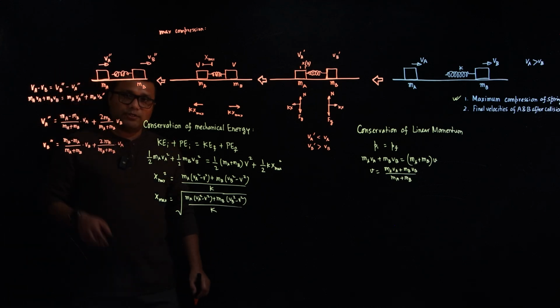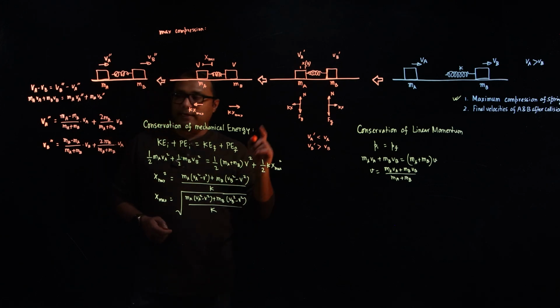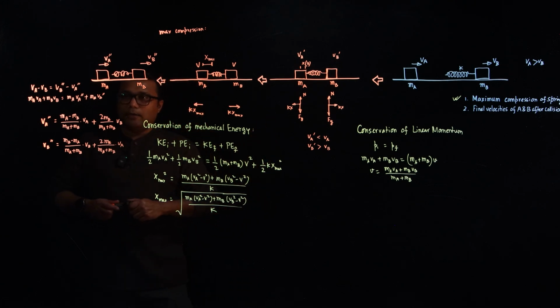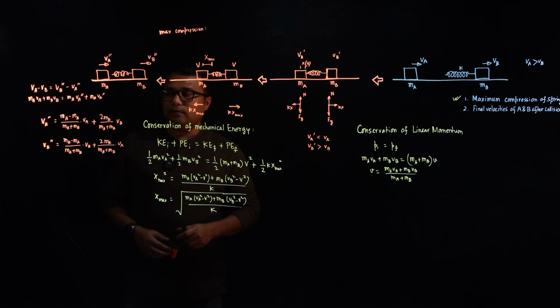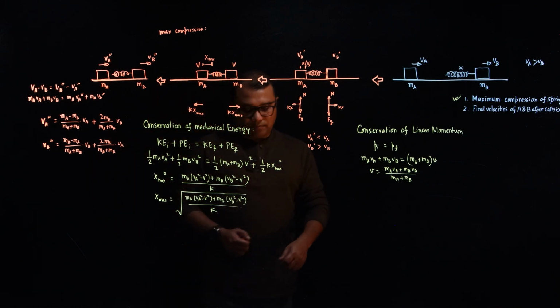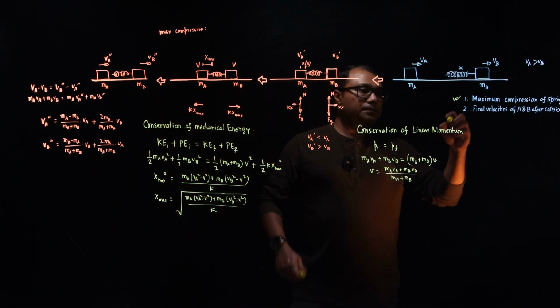So I have done this derivation in a previous video. I will link it up here. You can look at that. But that is how we get the final velocities of A and B after collision. Okay.